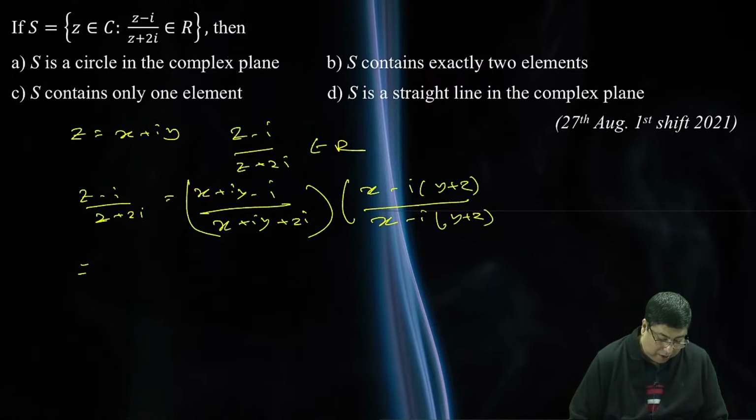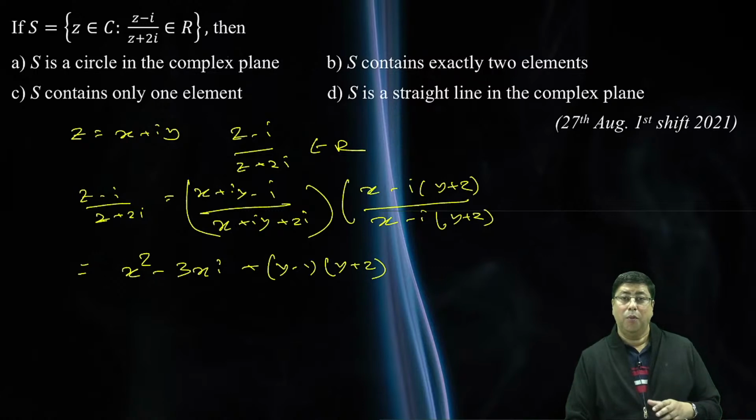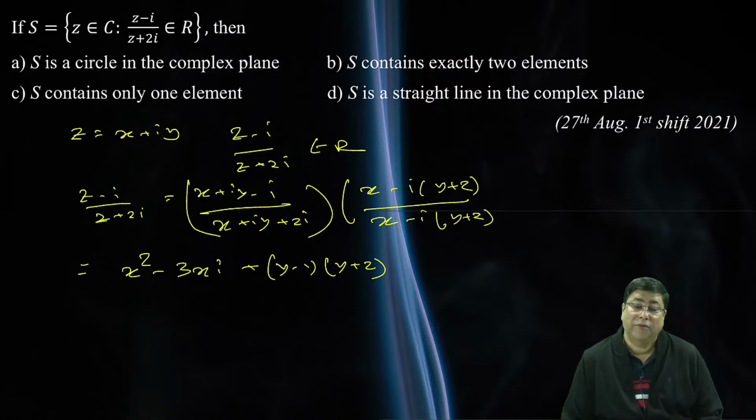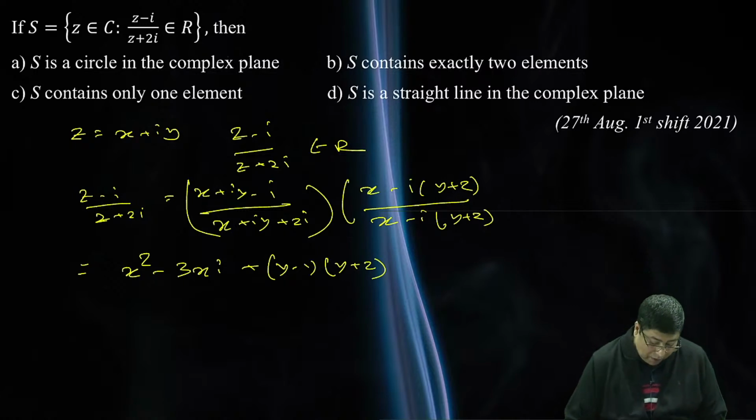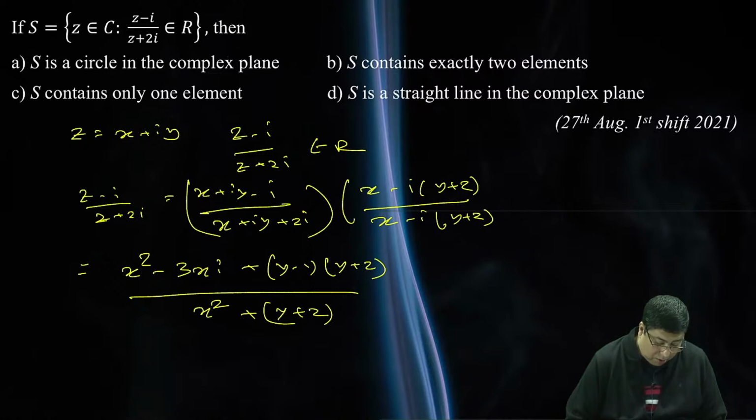So we are getting x square minus 3xi plus (y minus 1) into (y plus 2). Moreover, one important thing we can see is that from 2020 onwards, the sums are not only tricky, they are calculative also, so we have to prepare for calculation. Everyone, try to solve before me and send your answer. The denominator is (a plus b) into (a minus b), so x square plus (y plus 2) whole square.